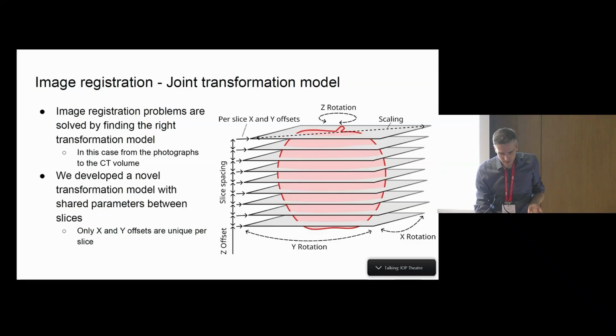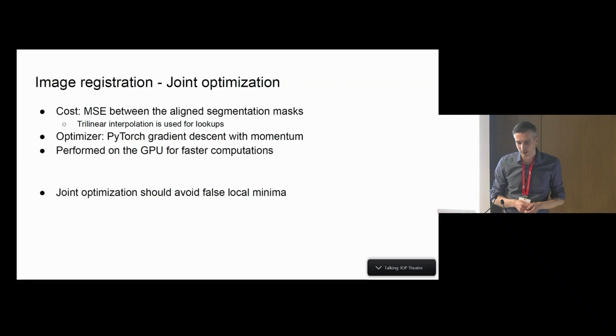And to optimize this transformation model, I just took the mean squared error between the grayscale values, or at least the mask values actually. So for every pixel, the corresponding position in the CT scan was looked up, and I just took the mean squared error of that.